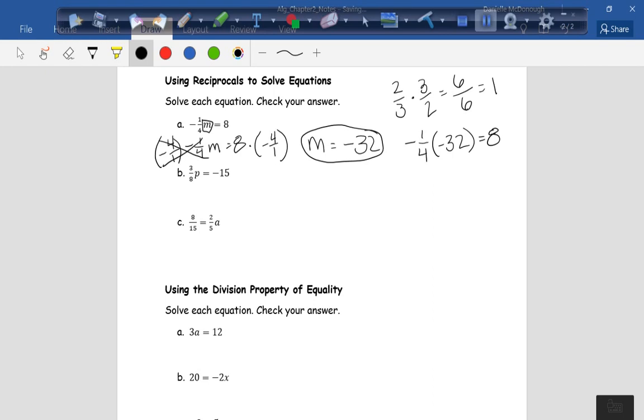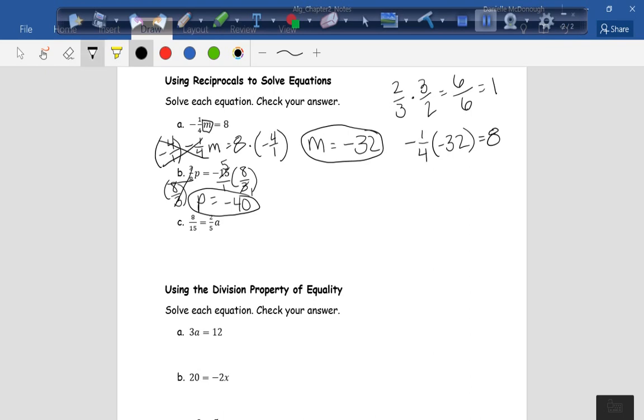So now if I have 3/8 times p, what I can do is multiply this times the reciprocal, 8/3, and multiply this side by 8/3. That crosses out, and I'm left with p is equal to, well, if you look here, I can cross cancel. That would be 1 and 5, so it's negative 5 times 8, which would be negative 40.